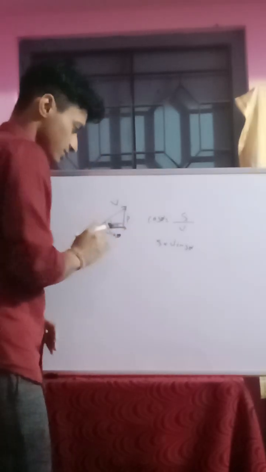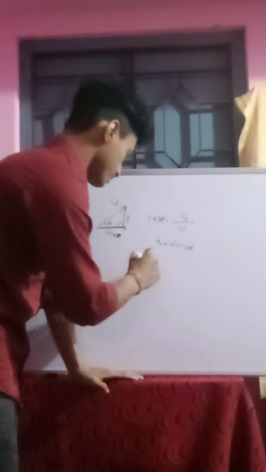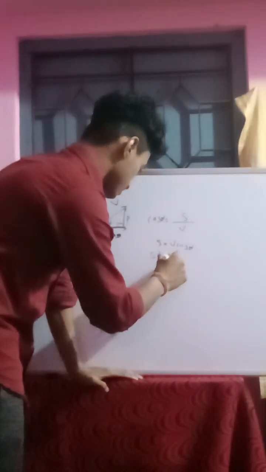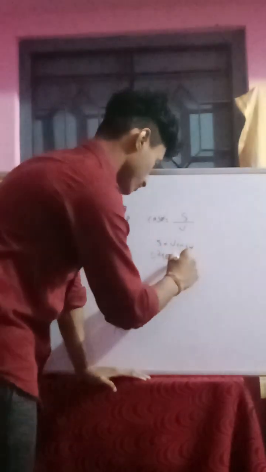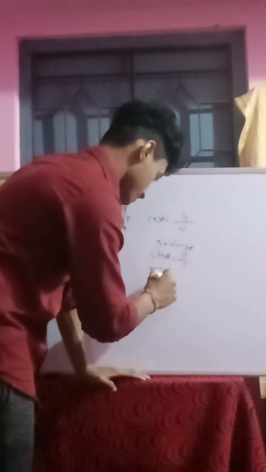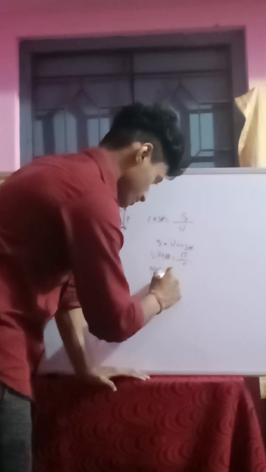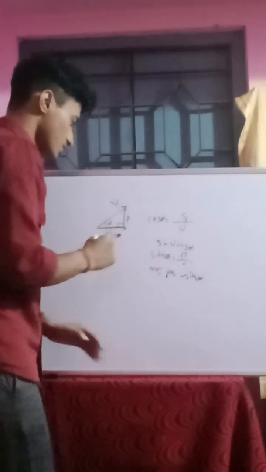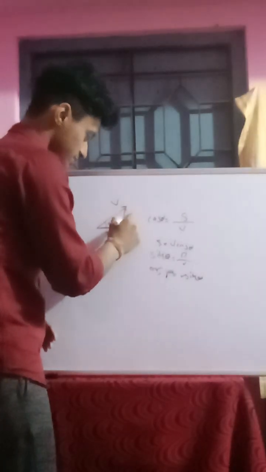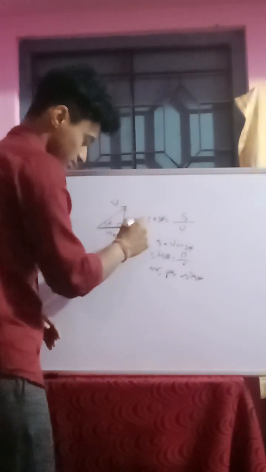And we can use sin theta here as well. That sin theta is the ratio of length over hypotenuse. So that would be P over V, or we can write it as P equals V sin theta. Now we can call this straight line V sin theta.